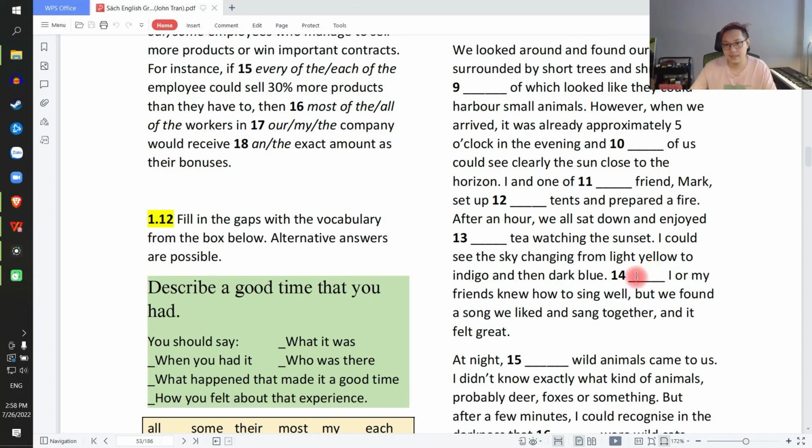So it's neither or neither I or my friends knew how to sing well. In this case, both people did not know how to sing well, so it's neither or neither. Neither I or my friends knew how to sing well, but we found a song we liked and sang together and it felt great.